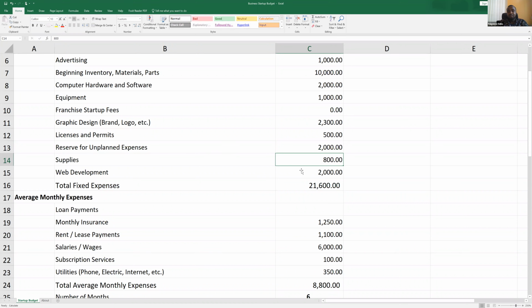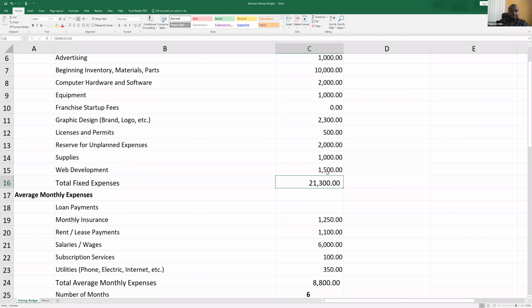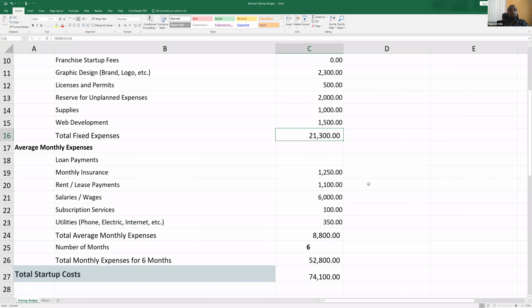For the supplies, we can put 1,000. For the web development, again, we can put 1,500. So ensure that whatever expense you have here, the startup, you put it under here. And remember, it has to be a fixed expense in this category. Then after putting your fixed expenses, using this kind of model, we are going to have the average monthly expenses. Remember on the other one, we had put it as overhead. Now here, we are going to have the average monthly expenses.